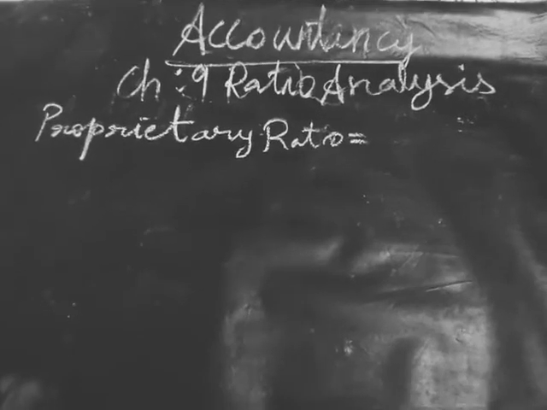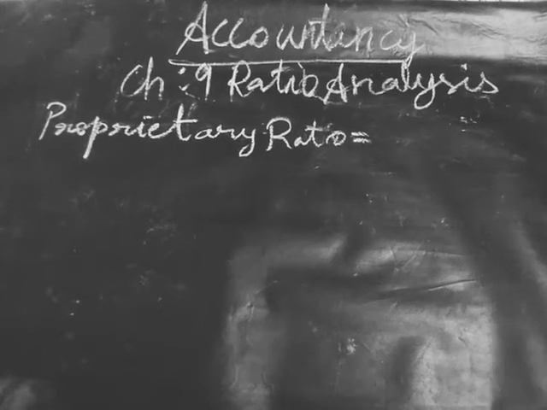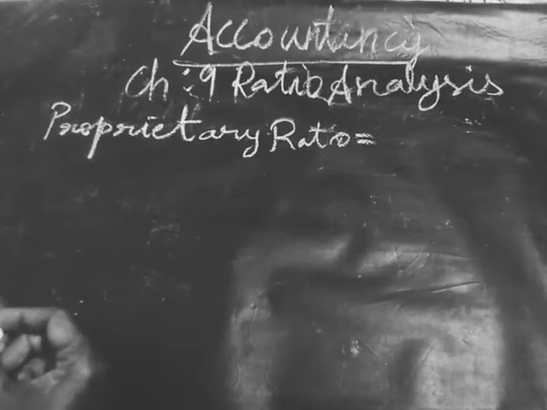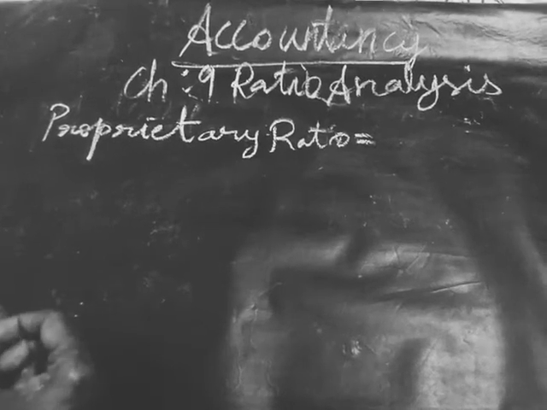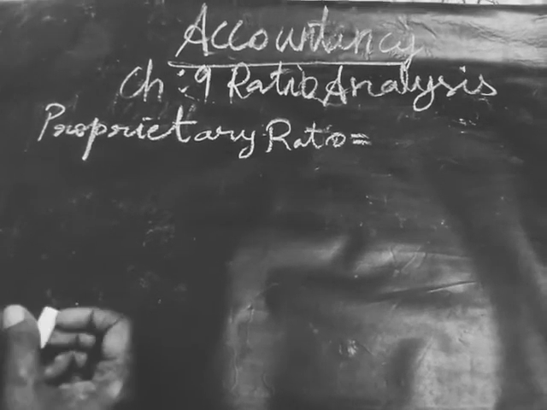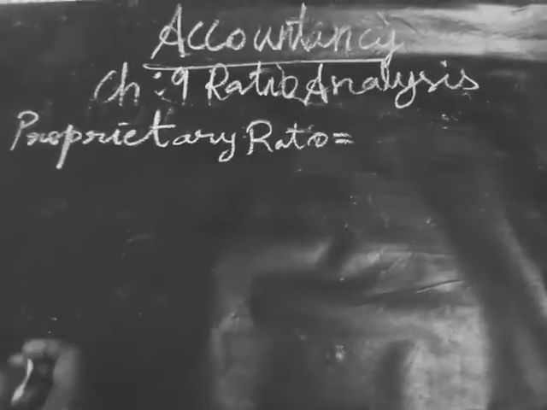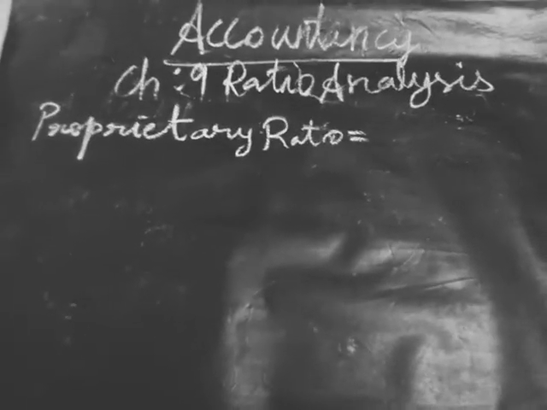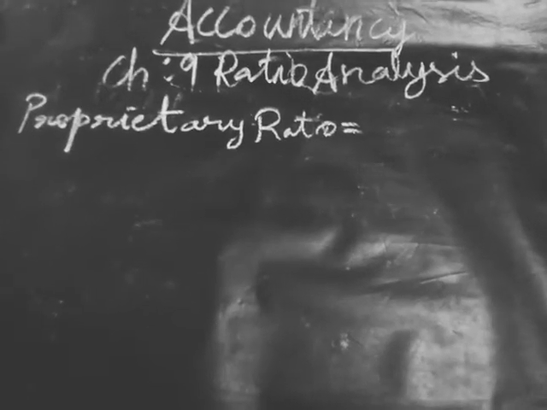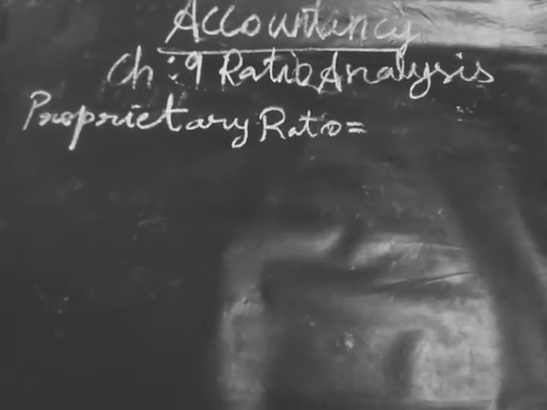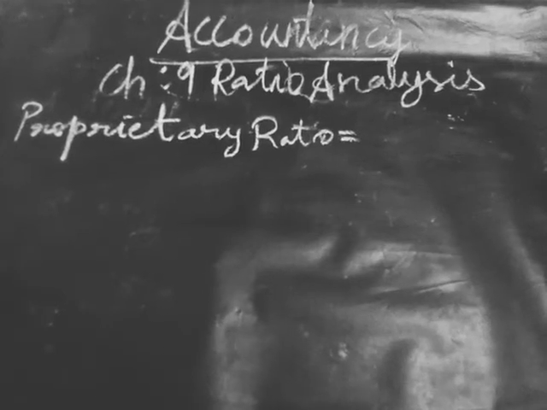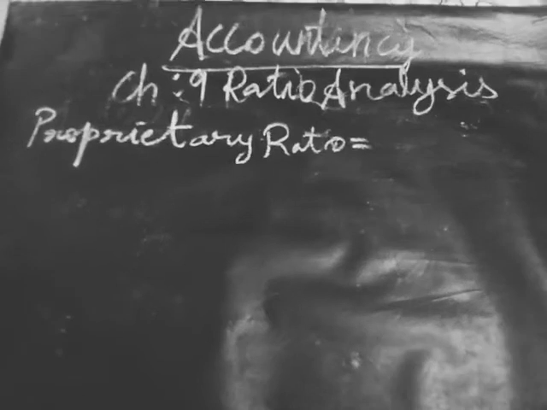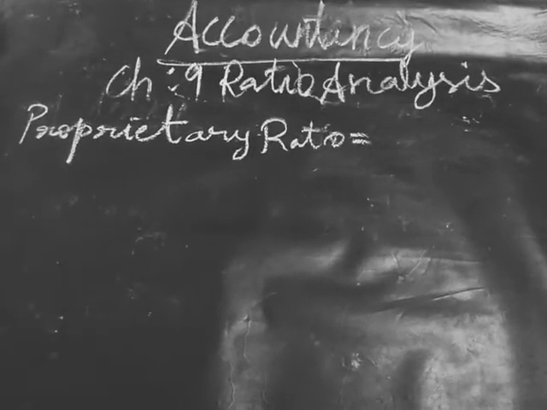You are learning Chapter 9, ratio analysis. In ratio analysis, you have already learned the short-term solvency ratios, that is, the liquidity ratios: current ratio and quick ratio. And in yesterday's class, you learned about the long-term solvency ratios. In long-term solvency ratios, the debt to equity ratio is calculated to assess the long-term solvency position of the business concerned. So, the debt to equity ratio expresses the relationship between the total long-term debt and the shareholders fund.